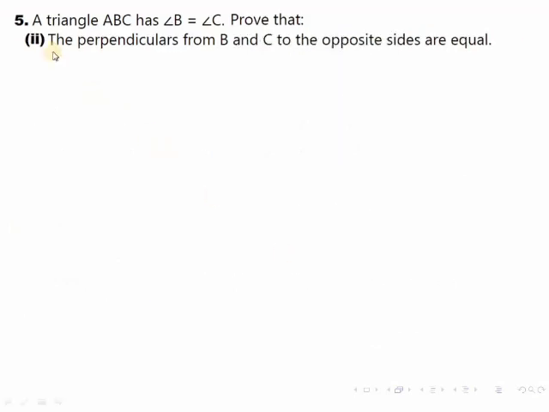Right, so as I said, we have one more part. Let's see how to do the next part. Again, in triangle ABC, angle B and angle C are equal. The perpendiculars from B and C to the opposite sides are equal. Now you have to draw perpendiculars not from the midpoint, but from B and C.